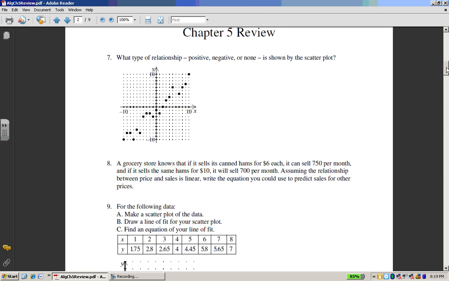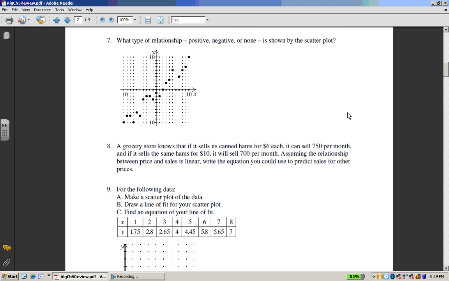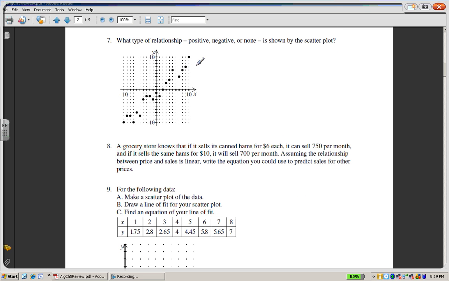Okay, what type of relationship, positive, negative, or none, is shown by the scatter plot? We've got to think. The general trend is upward here. So something like that. General trend is upward. Now you got to think, from left to right, is it going up, down, or is it not really showing any kind of pattern? Well, left to right, it's going up. So that's a positive relationship. Positive relationship.